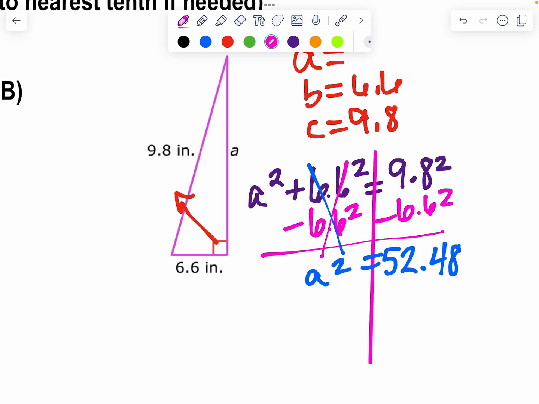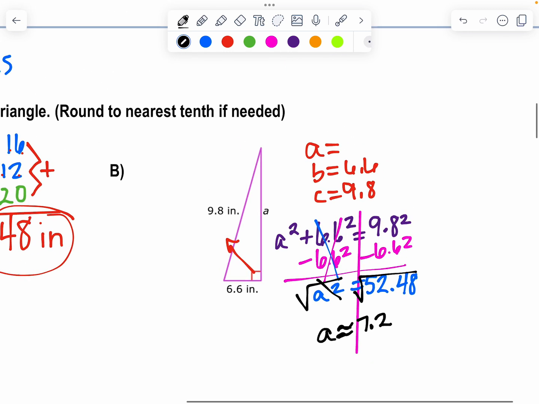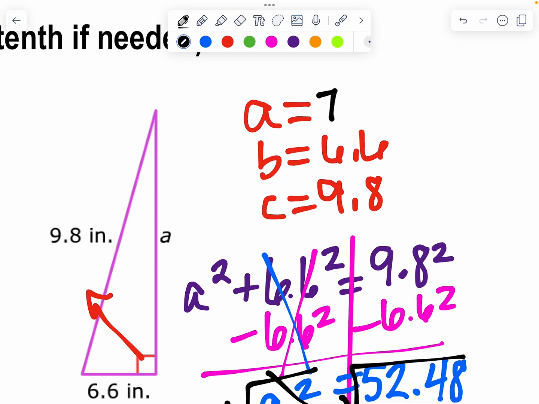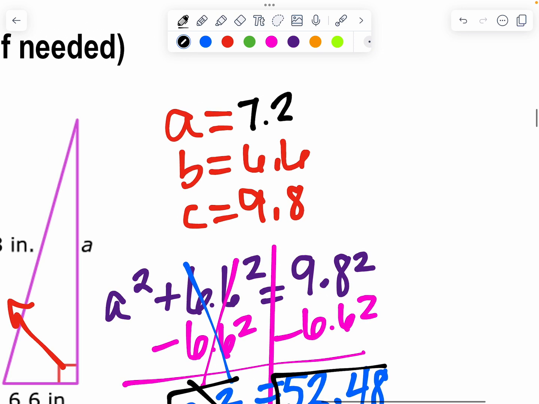All right. Now I have to square root it. So A equals the square root of 52.48. And that equals approximately 7.2. Now I have to come back up here, put in 7.2, and I have to add all of those.